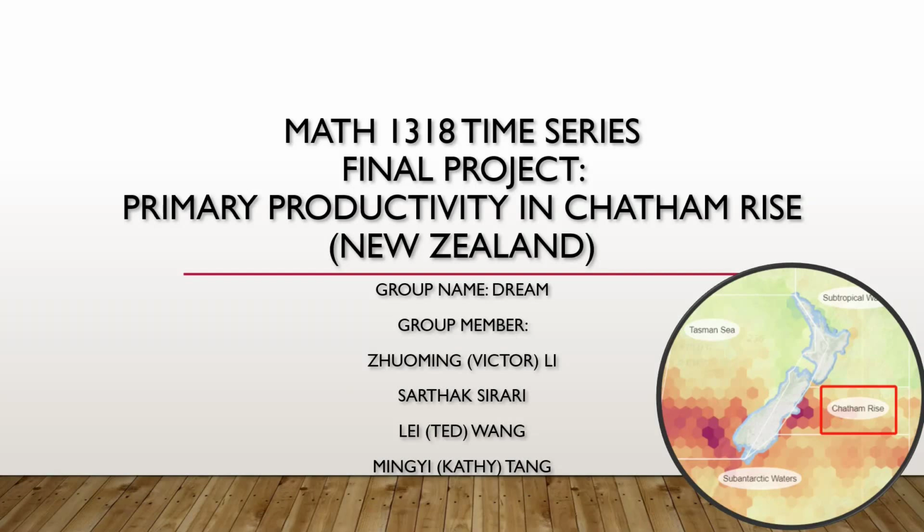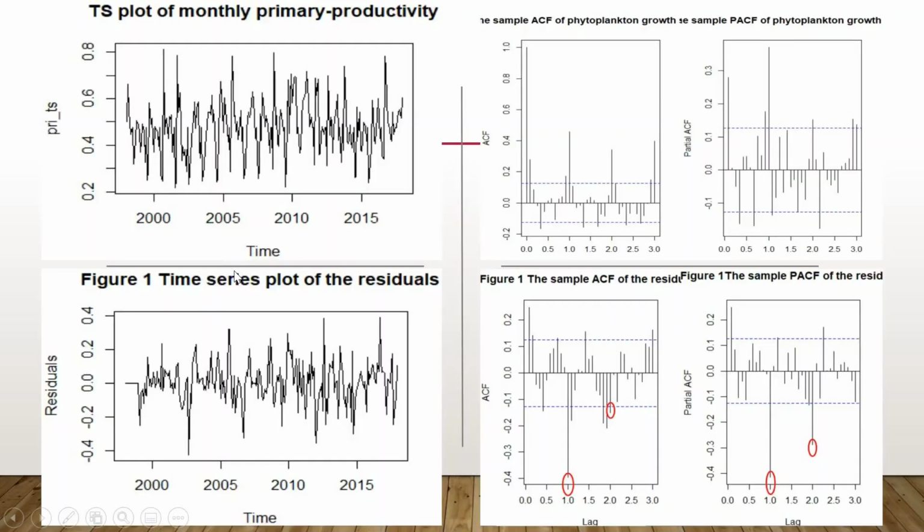This monthly data records the phytoplankton growth in oceanic waters around the Chatham Rise region from January 1998 to December 2017, measured in milligrams per cubic meter. Our aim is to forecast the phytoplankton growth in the next 10 years. We create a time series plot and it shows a clear repeated pattern. We also found the trend is slightly moving down between 2010 and 2015.